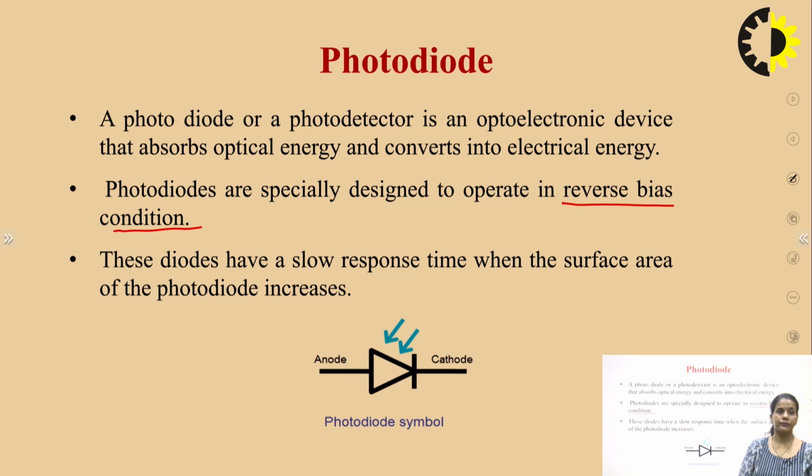Then only it will have a depletion region and the photons will get absorbed in that depletion region. The more the photonic energy gets absorbed in the photodiode, the larger will be the current produced by it. That is, the larger will be the electrical energy. These diodes have a slow response time when the surface area of the photodiode increases. This is the symbol of photodiode. Here we can see the photons being absorbed in the diode in the depletion region, and this is the anode and this is the cathode.